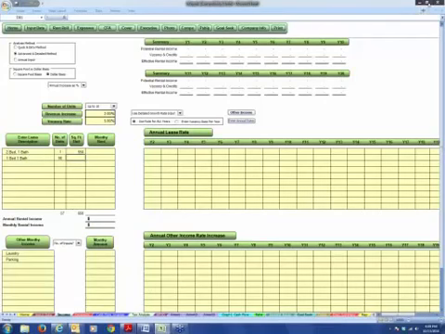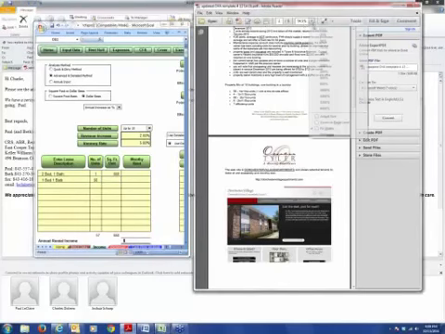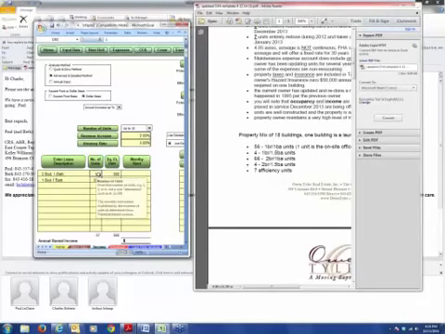Let me minimize this so we can work it all together. I'll make this larger so everybody can see where I'm getting this information from. Right there, 56. So 2 bed, 1 bath. They have 66 of those. They do not give me the square footage, so I'm going to leave that number blank.